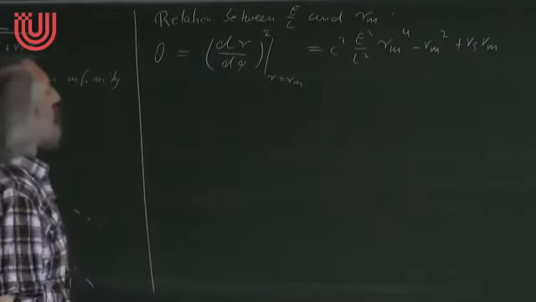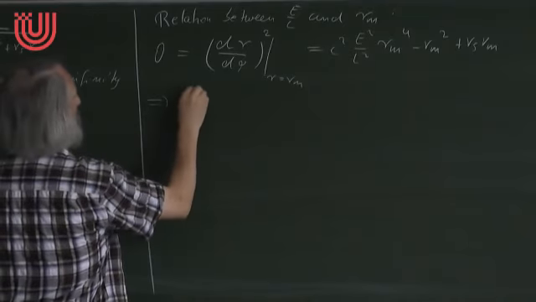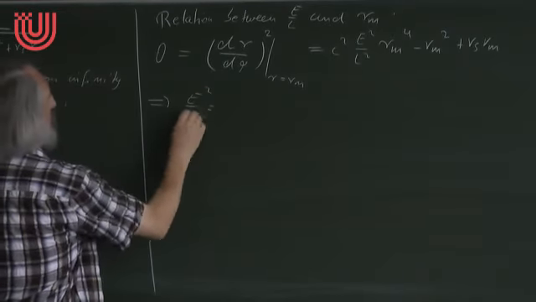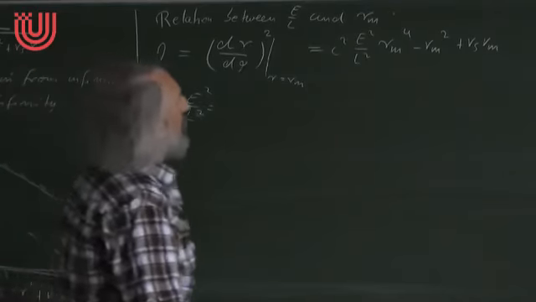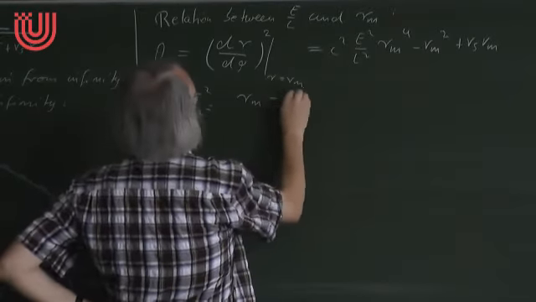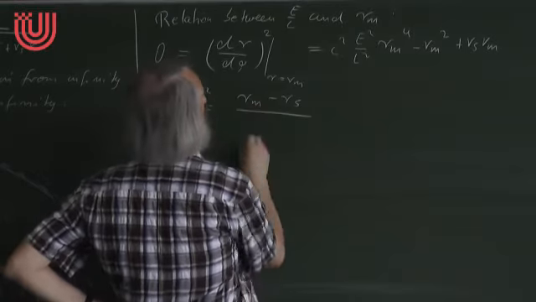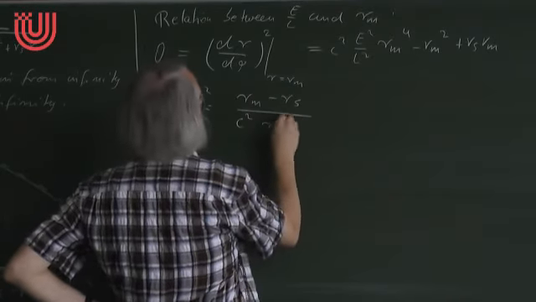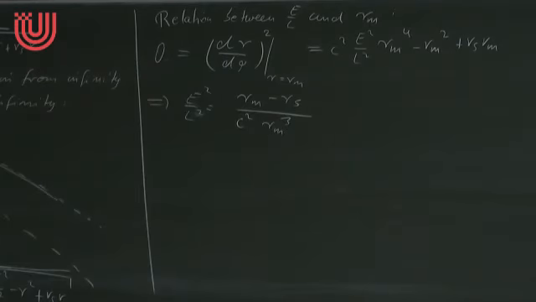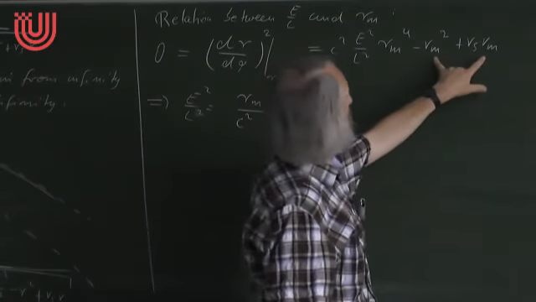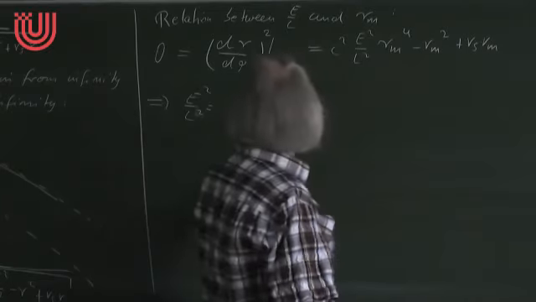So I can solve this for E over L. No, actually for E squared over L squared. So I get Rm minus Rs over c squared Rm cubed, right? So I've cancelled one Rm. I've divided the whole thing by Rm. And then I have here Rm minus Rs and divided by this here.